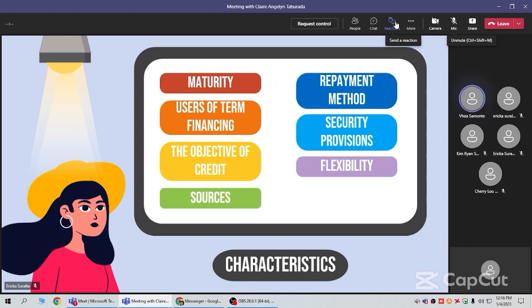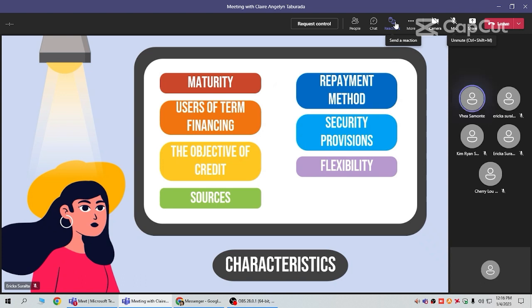Repayment method. Term loan repayment depends on the arrangement between lenders and borrowers, but term loans are repaid in most instances in certain installments. Security provisions. For small businesses, protection is important. However, large companies may receive term loans without security.